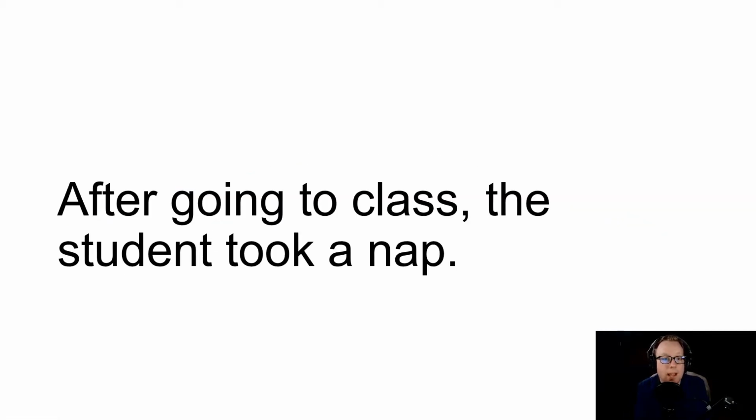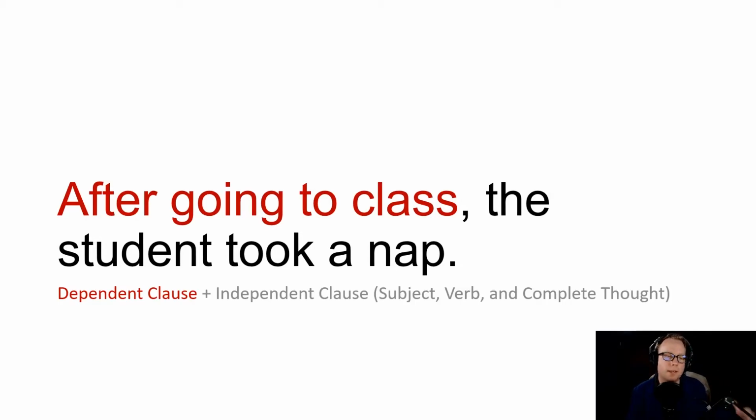Here's a sentence. After going to class, the student took a nap. That'd be preferable to a student taking a nap during class, right? I hope so. Okay, so let's break this down. This is an example of a complex sentence. You've got a dependent clause followed by an independent clause, and it looks like this.